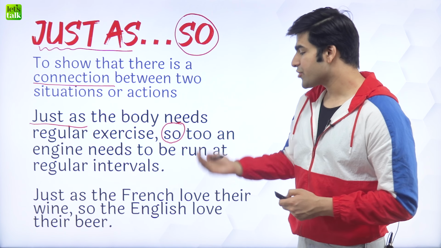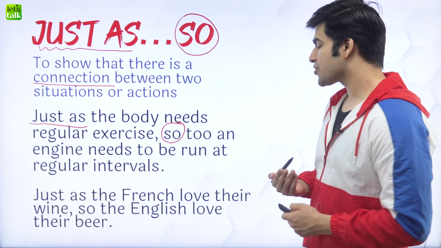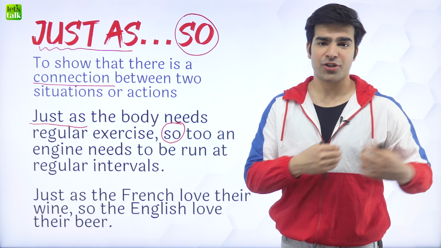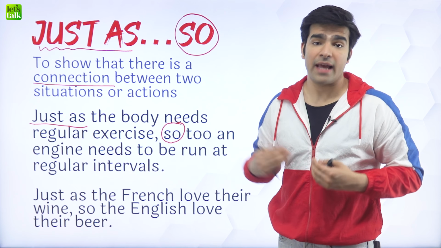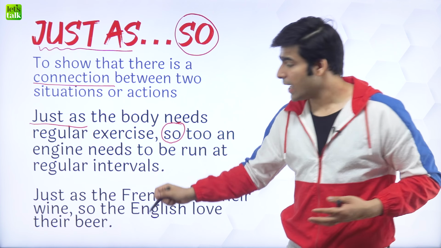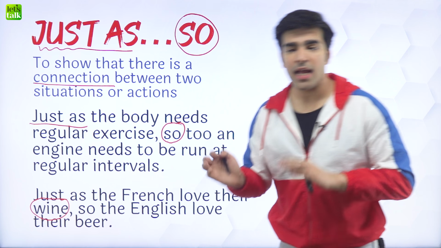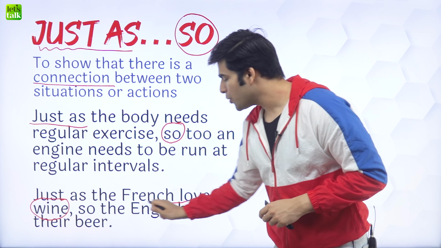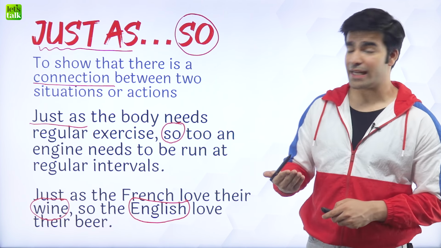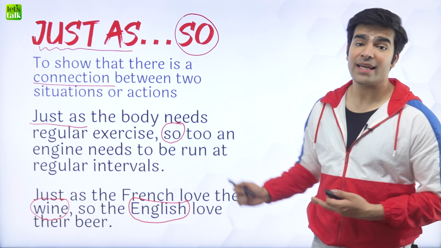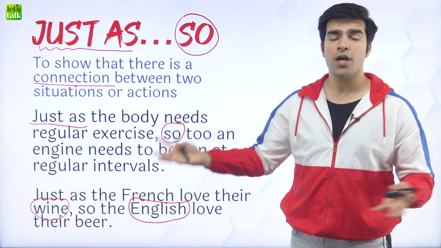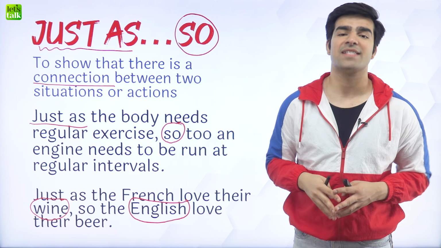The next one here is, just as the French love their wine, so the English love their beer. We are comparing two communities here, the French community and the English community. We are saying, just as the French, that means in the way the French love their wine, in the same way, in the similar intensity, in the same pattern, the English people. Who are English people? Not the people who speak English, the people who are from Britain, the United Kingdom. The English people like their tea. So we are actually comparing two things using just as and so to show similarity, not differences, but similarity here.